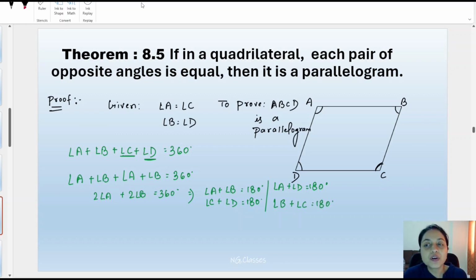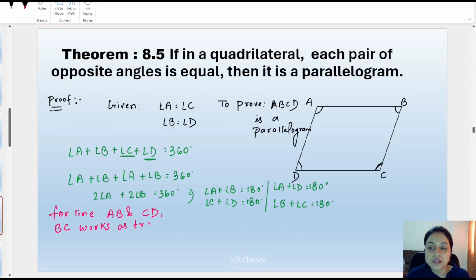Now, if we focus on lines AB and CD, here we can see BC works like a transversal. So, for lines AB and CD, BC works as a transversal. And we also know that angle B plus angle C is equal to 180 degrees. So, let's write it here.